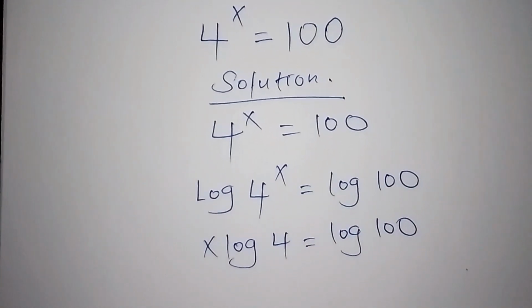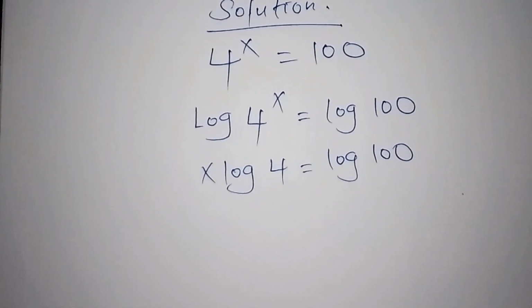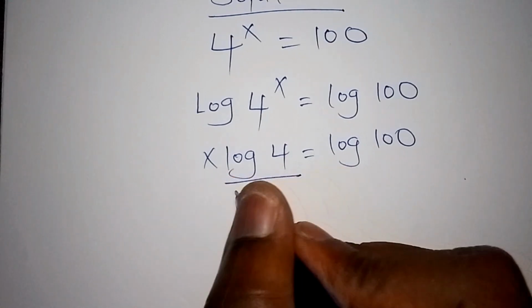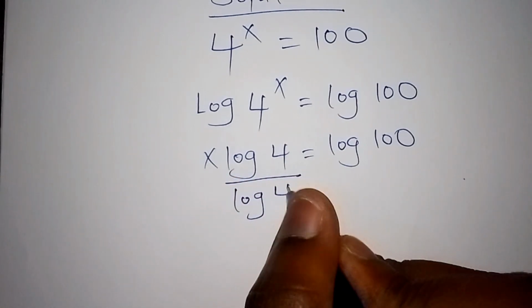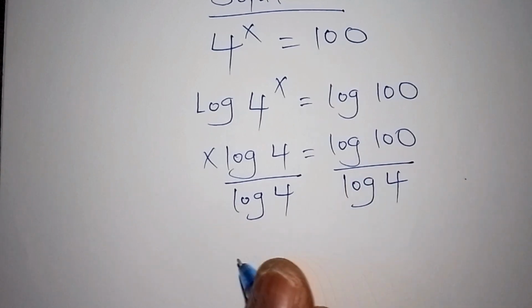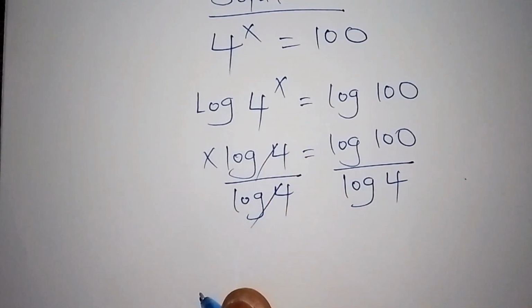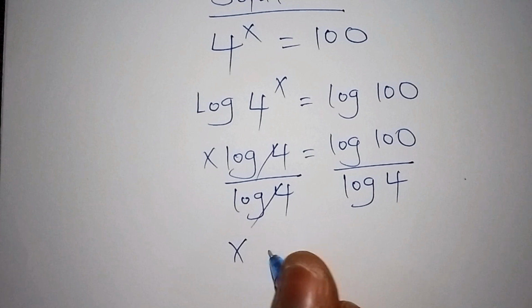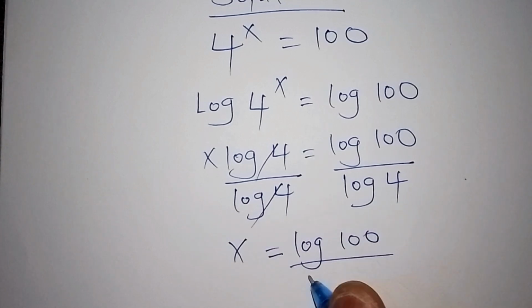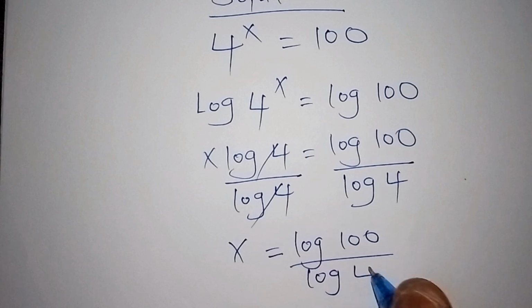From here, we remain with the x on this side by dividing both sides by the log of 4. On this side also we divide by the log of 4, so that the log of 4 and the log of 4 cancel. Now our x is equal to the log of 100 all over the log of 4.